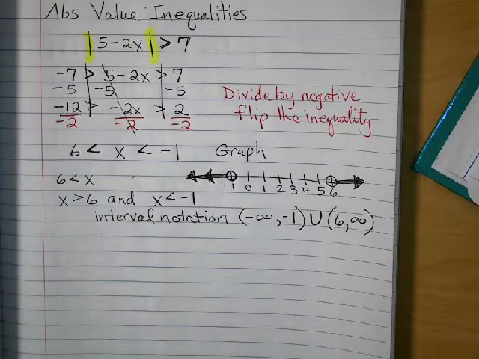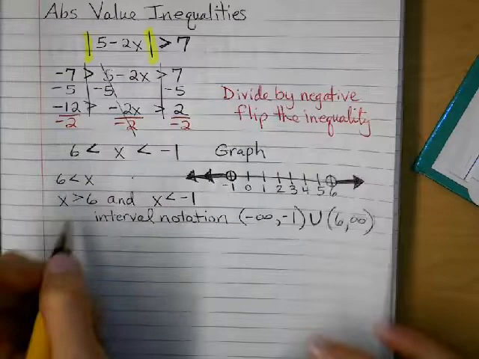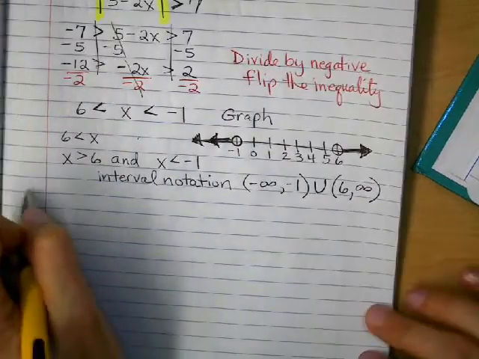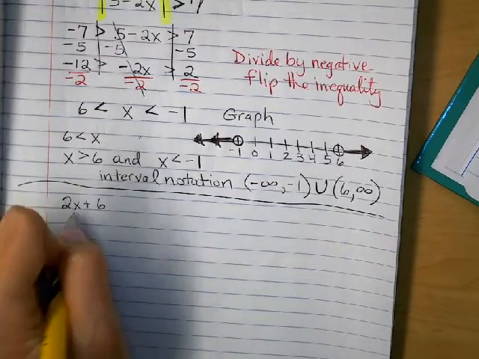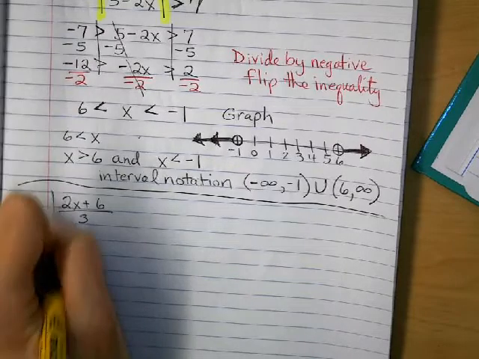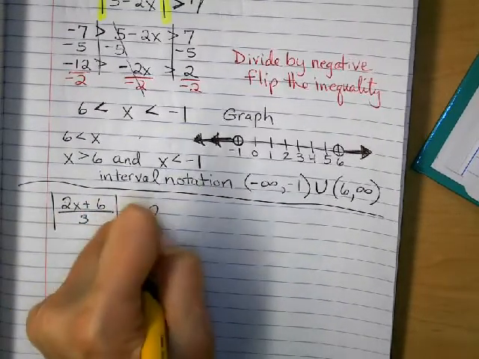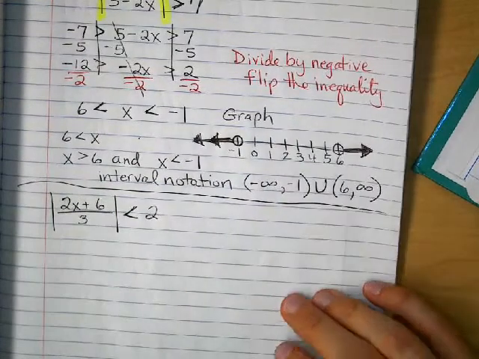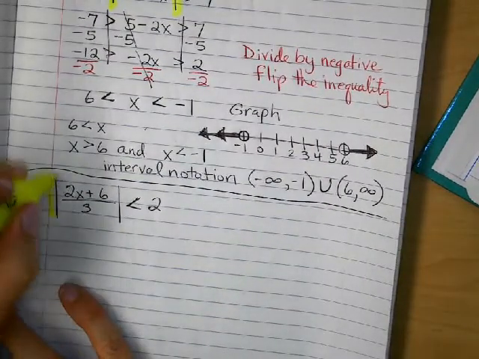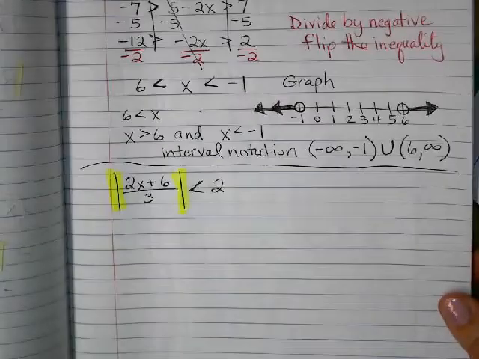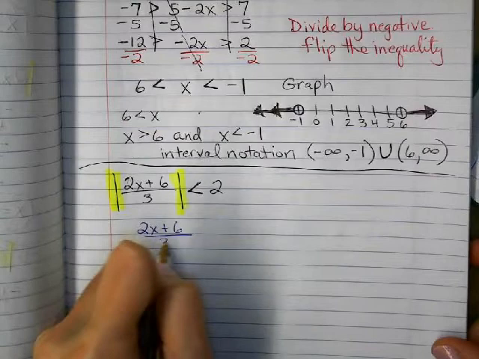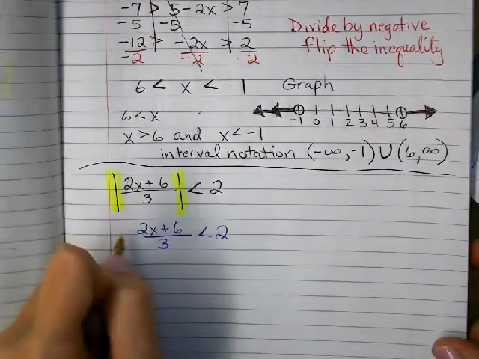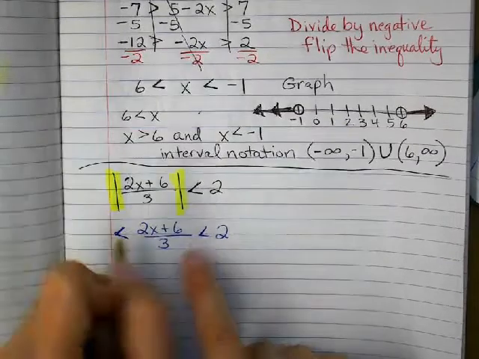Okay, we're going to try one more, just to practice one more time. Let's say you have the absolute value of 2x plus 6, a big fraction one this time, over 3, less than 2. So again, when you see these absolute value lines, you have to get rid of them. So you have to rewrite this: 2x plus 6 all over 3 less than 2. And then in front, put another one of these less than signs, the exact same, and then put negative 2.